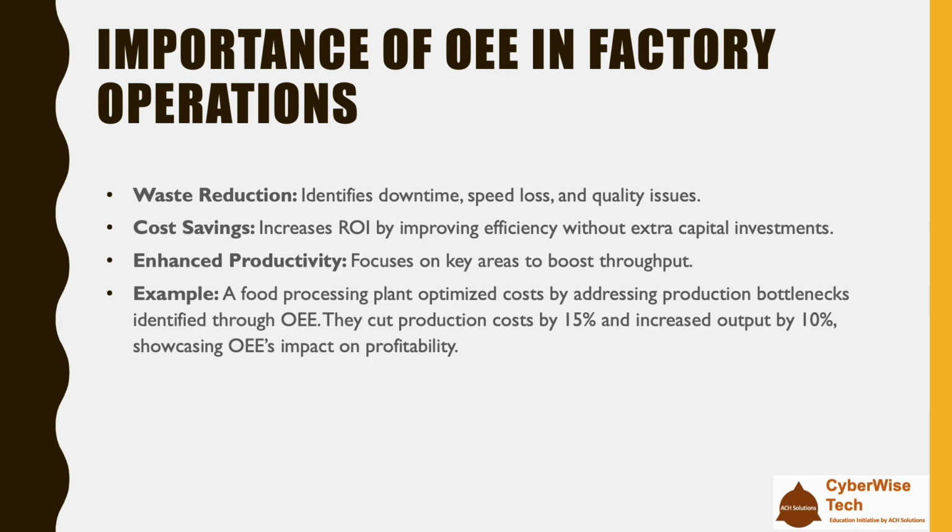Let's understand the importance of OEE in factory operation. OEE is essential because it reduces waste, cuts cost and increases productivity. It helps manufacturers achieve more with their existing resources. For example, a food processing plant used OEE to reduce bottlenecks and inefficiencies, resulting in a 15% cost reduction and a 10% increase in output. These benefits make OEE a game changer for operational efficiency.